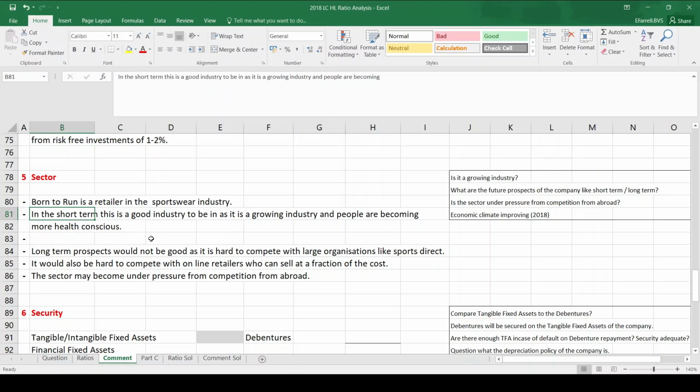So in the short term, it's a good industry to be in as a growing industry, and people are becoming more health conscious.